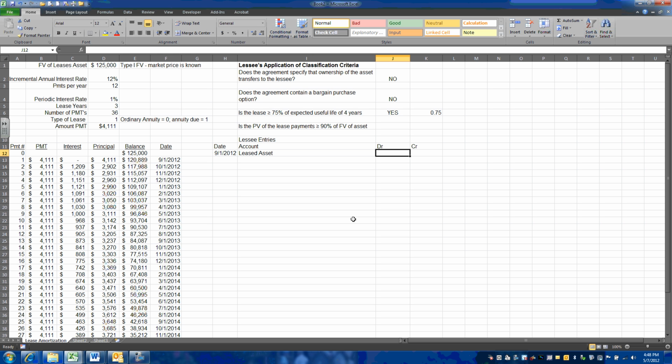at its fair value. And in this case, we used the market price to determine that the fair value of the asset is $125,000. So we have a journal entry, a debit to our lease asset, and a credit to the lease payable for an equal amount.